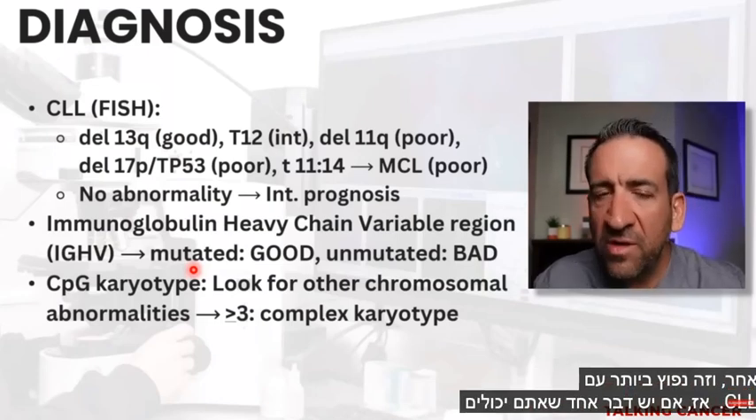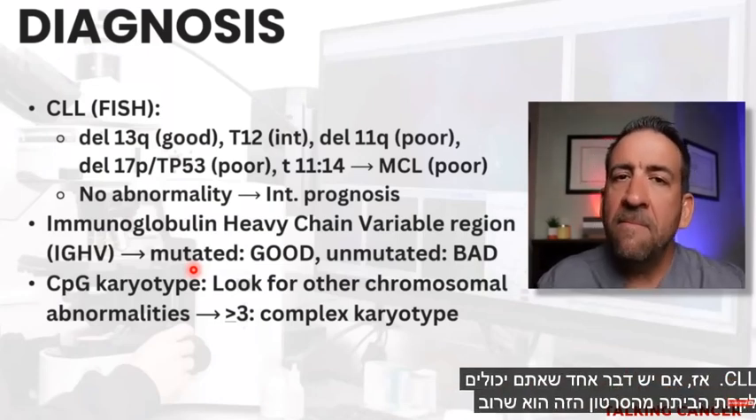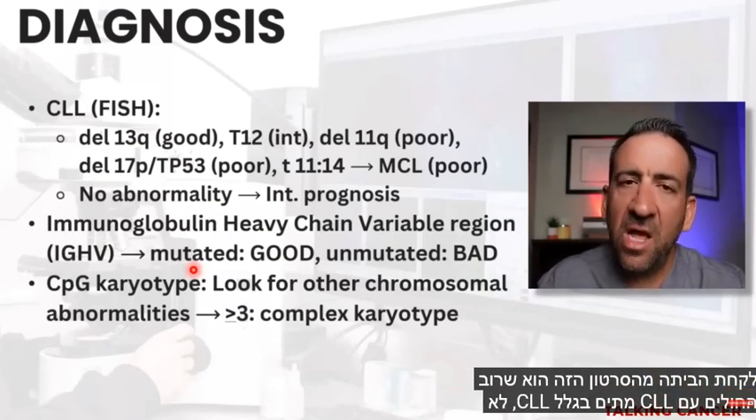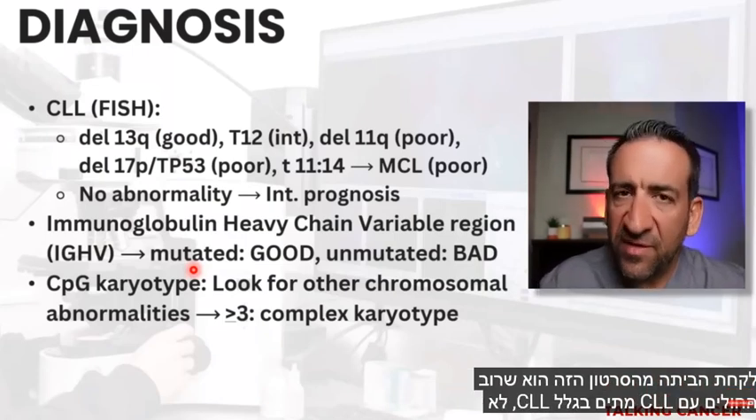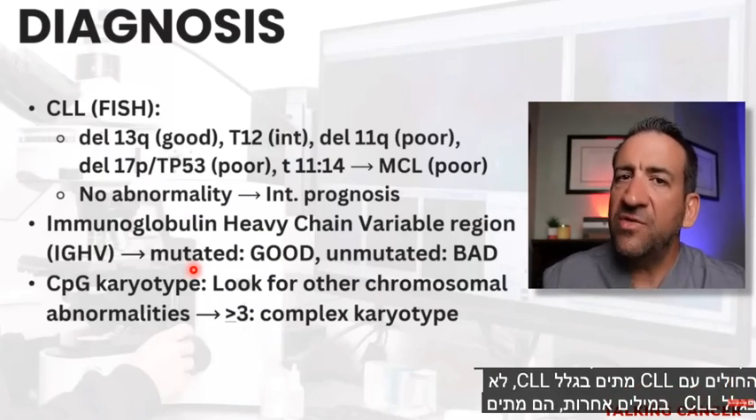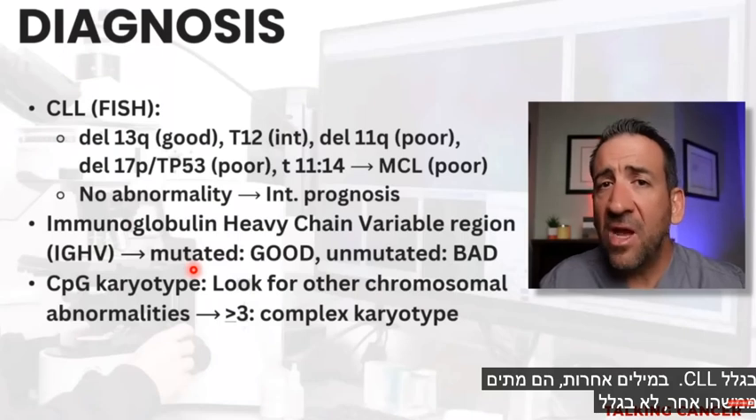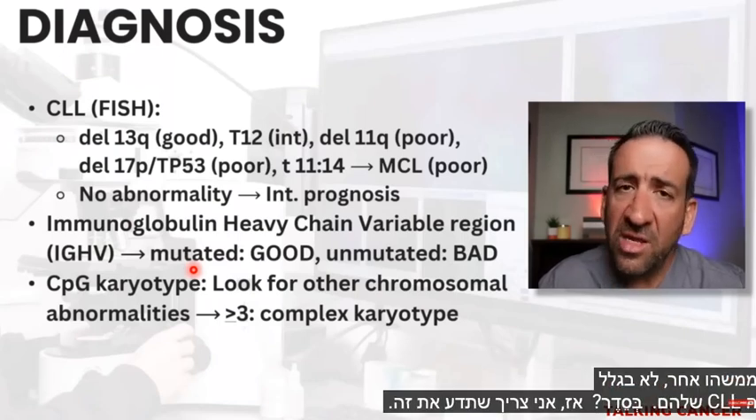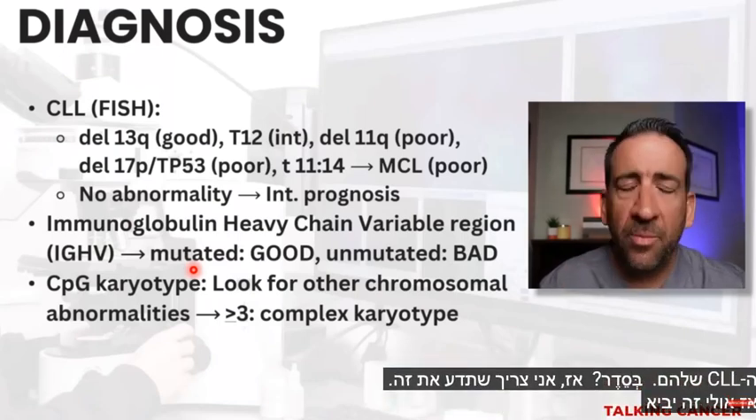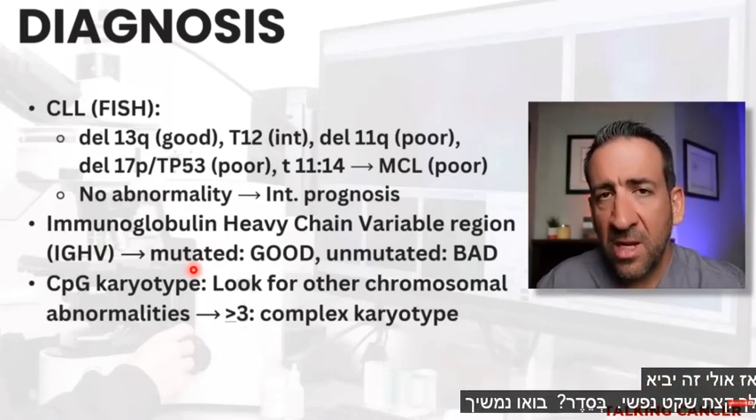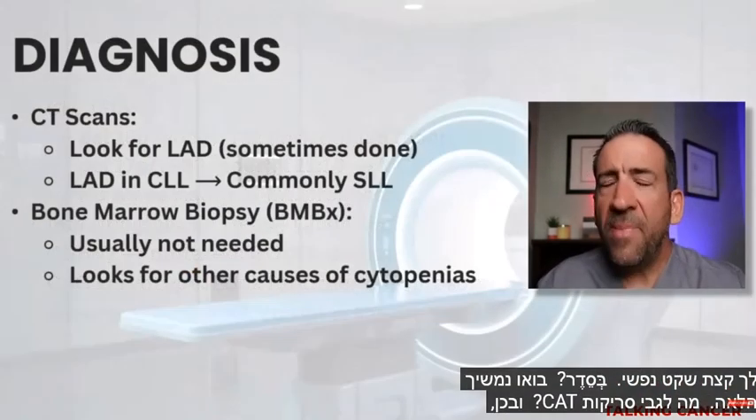So if there's one thing you can take home from this video, it is that most patients with CLL die with CLL, not because of CLL. In other words, they die of something else, not because of their CLL, okay? So I need you to know that, so maybe that brings a little bit of peace of mind to you, okay? Let's move on. What about CAT scans?